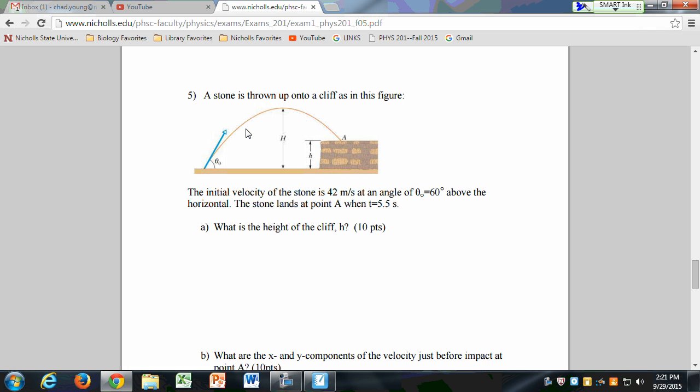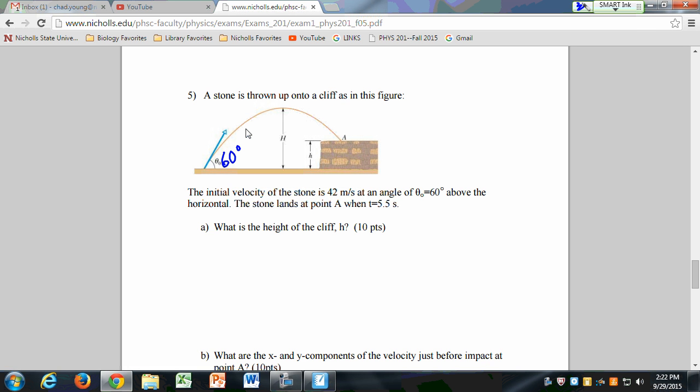I have that theta equals 42. No, I'm sorry, that's not theta. Yeah, 60. I didn't bring my calculator.